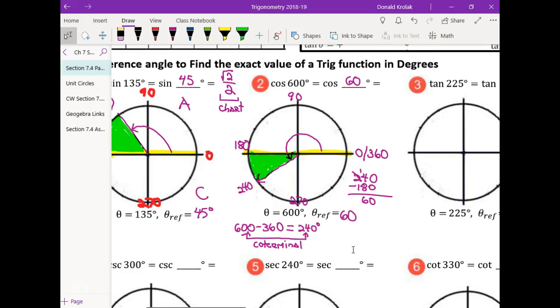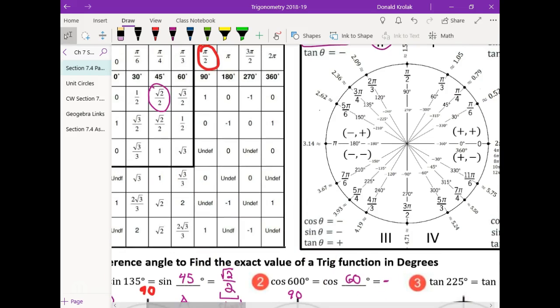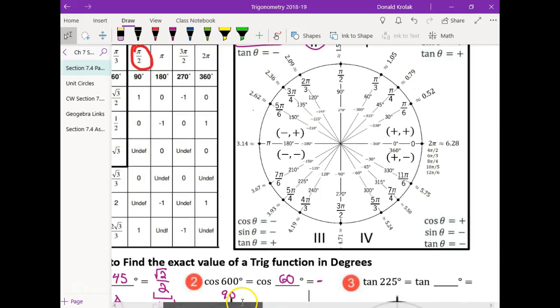All right, so in this quadrant, Trey, is cosine going to be positive or negative? Maybe negative. Correct. Very good. And then I just go up, pull that value out of my chart or off of my unit circle, doesn't matter. Okay, there's 240.